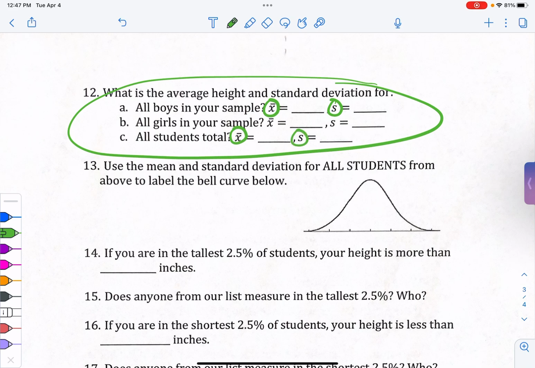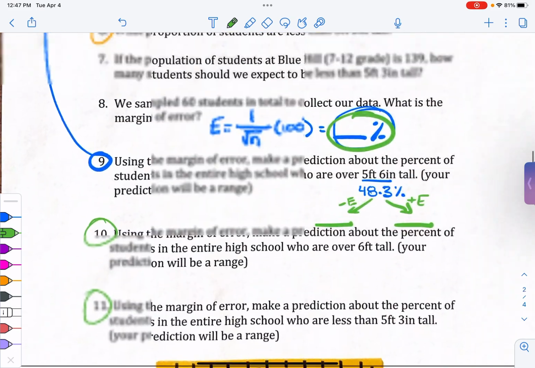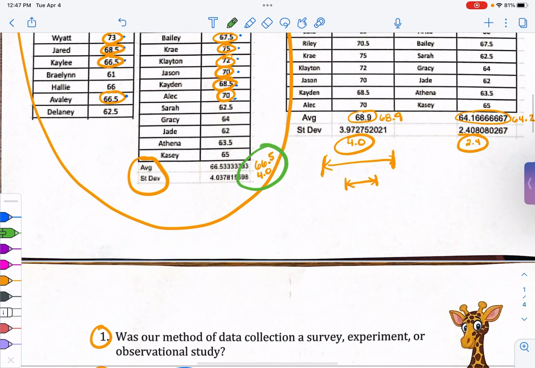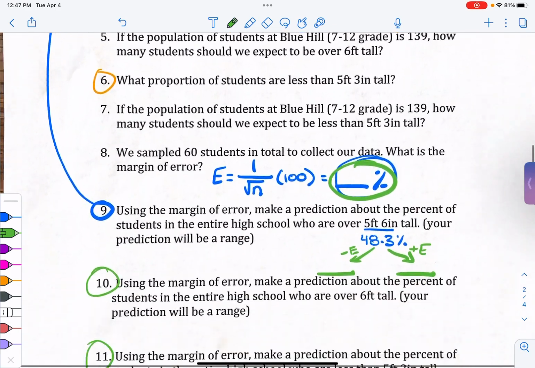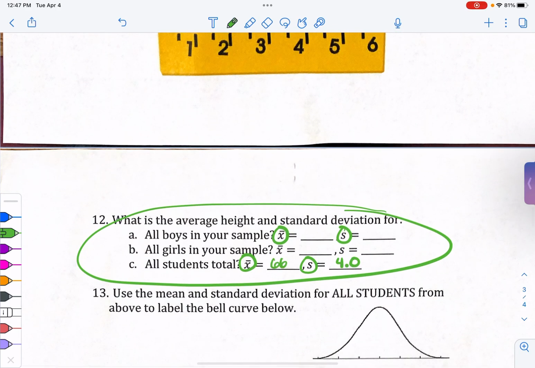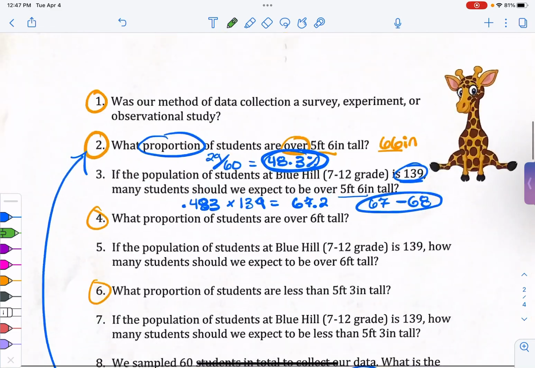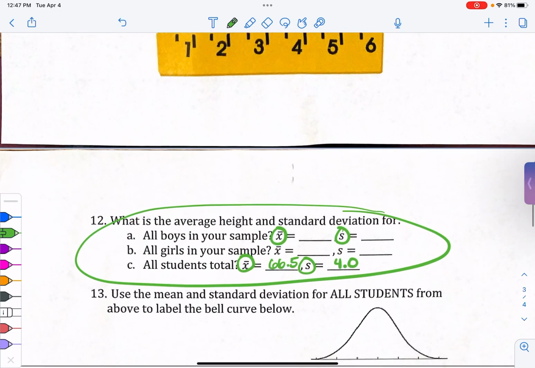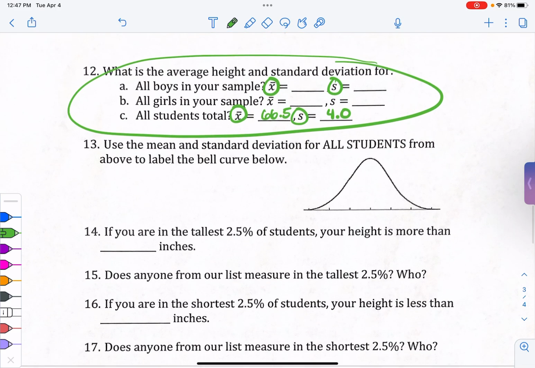All students total. I remember the standard deviation was 4.0 for all students total, but let me go to the average. Here we go. Average for all students total was 66.5 and a standard deviation of 4.0. So you go back and find these. What did I just say? 66.5, yeah, I wrote 66.0 for some reason. So you go back through and put in the numbers for just the boys and the girls, and then fill in your bell curve. Use the mean and the standard deviation to fill in your bell curve. I know that 66.5 goes here, and then I'm going to add my standard deviation 3 times and subtract my standard deviation 3 times to find those values, okay?